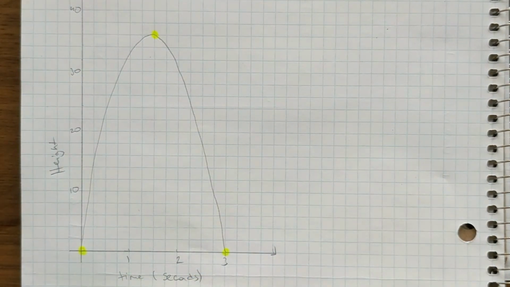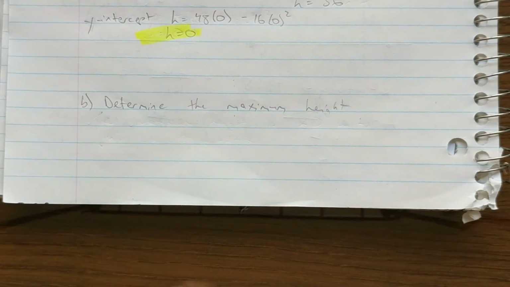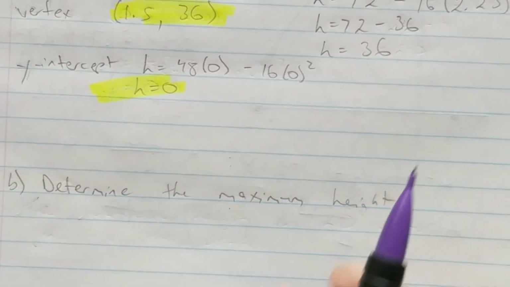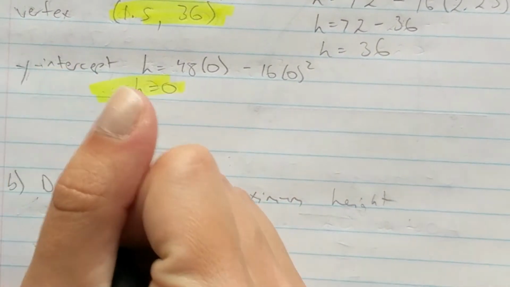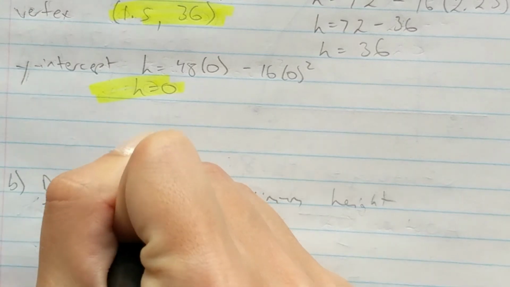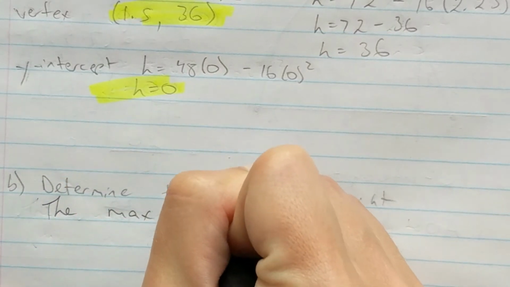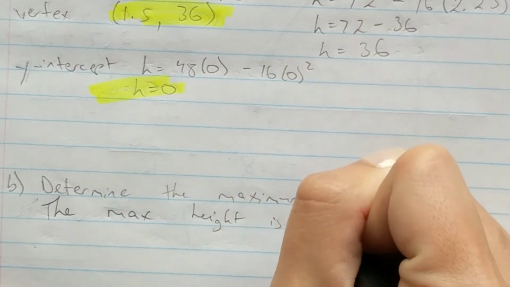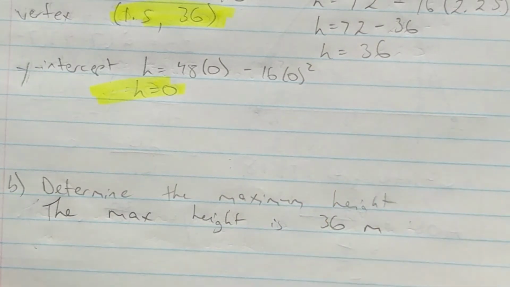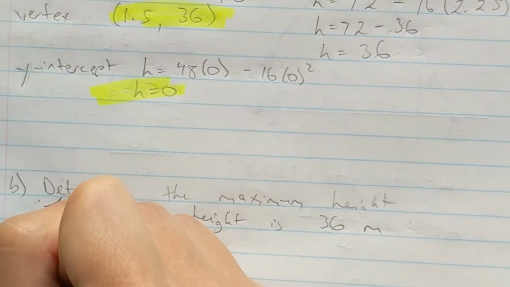Okay, let's go back to some of our questions here. Determine the maximum height. Well, we have already found the maximum height. That was our vertex, so we can write that our maximum height is the vertex. So I can just answer the max height is 36 meters, and I can specify the vertex.